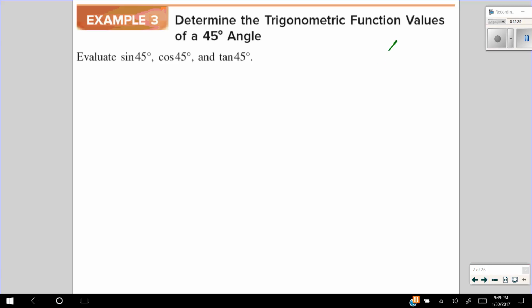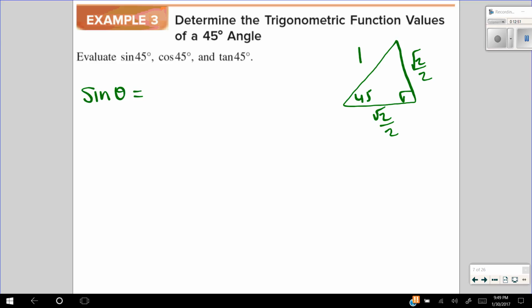Well, hopefully you remember from the unit circle that 45, 45, 90 triangles have side lengths of root 2 over 2. And you really need to know that. Okay? So what does that mean?